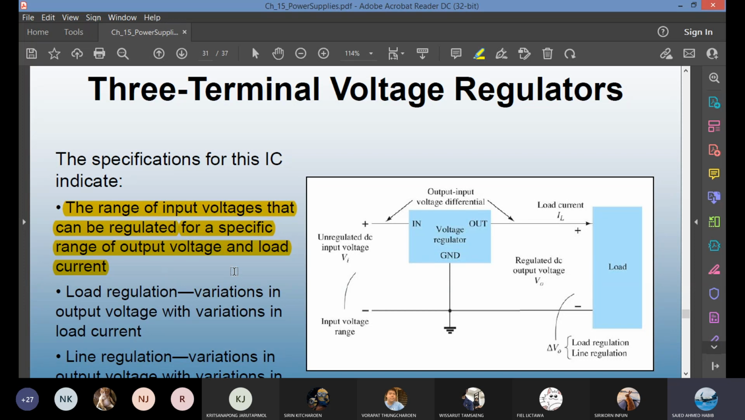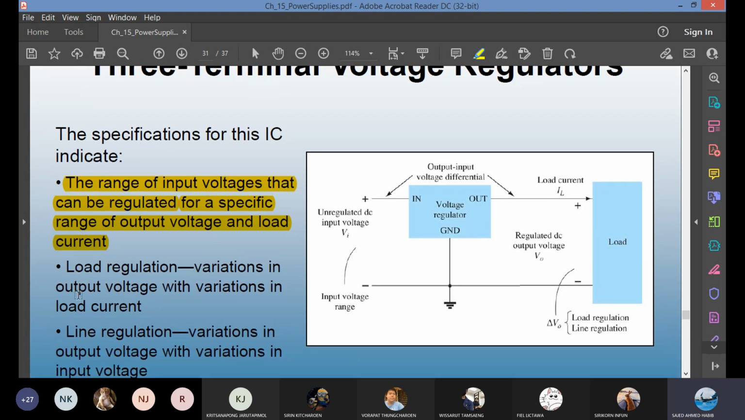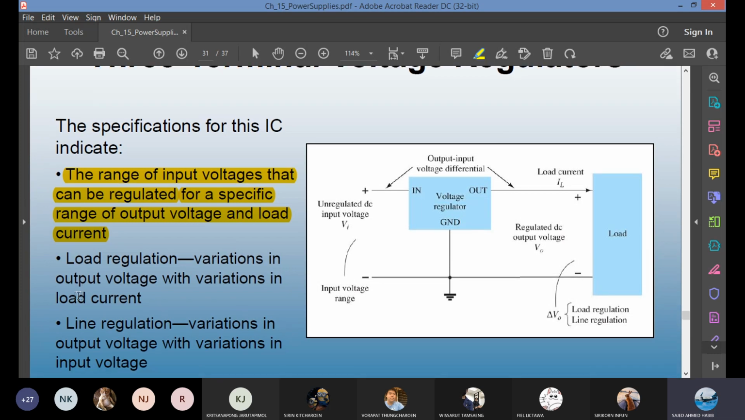There is another term you should find on the spec sheet of a voltage regulator IC. It is called the load regulation. There are 2 regulation parameters. One is the load regulation and the other one is line regulation. Load regulation gives you an idea how much variation you can have in the output voltage if you have some variation in the load current. How much it can control properly.